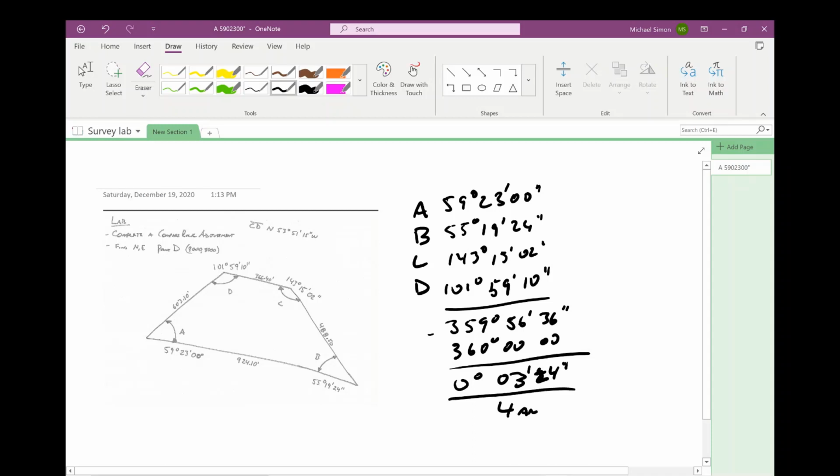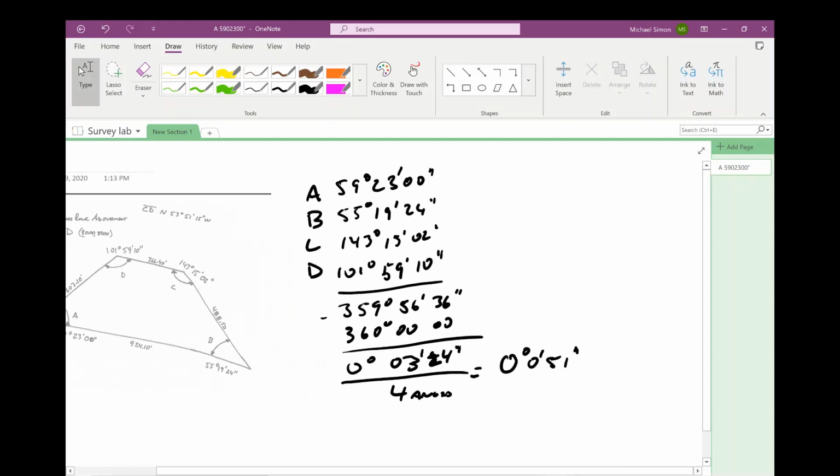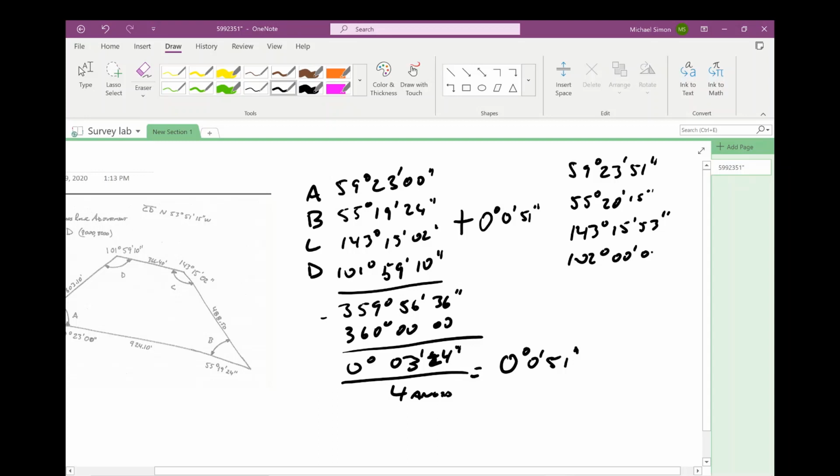Divide that by 4 angles, and that would be equal to 0 degrees, 0 minutes, and 51 seconds per angle. We're less than 360, so we're going to add it. And that will give us new angles of 59 degrees, 23 minutes, 51 seconds, 55 degrees, 20 minutes, 15 seconds, 143 degrees, 15 minutes, and 53 seconds, and then 102 degrees, 0 minutes, 1 second. And we're going to add these all up, 360. Okay, so that was our first step.